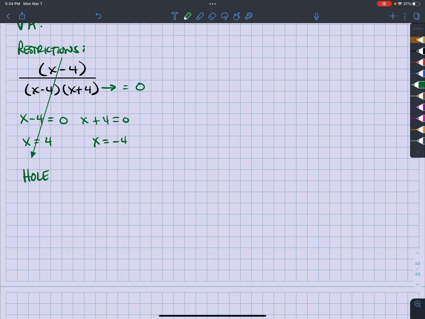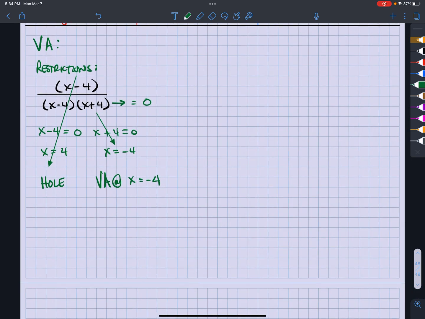While this right here does not cancel out, right? Since it does not cancel out, I'll have a vertical asymptote at x equals negative 4. So from here, what I want to do is plot points around my vertical asymptote. So let's go ahead and make a table.